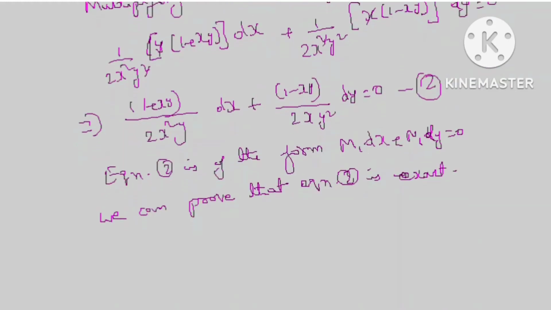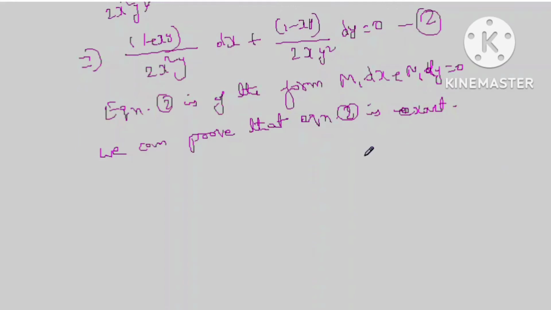Therefore, the general solution, if you want, you can again do it: find ∂M1/∂y and ∂N1/∂x and show that they are equal. Thus, we can show that it is an exact equation. Equation 2 is exact. Alright.